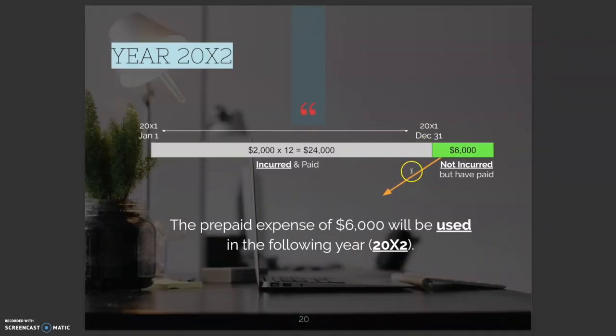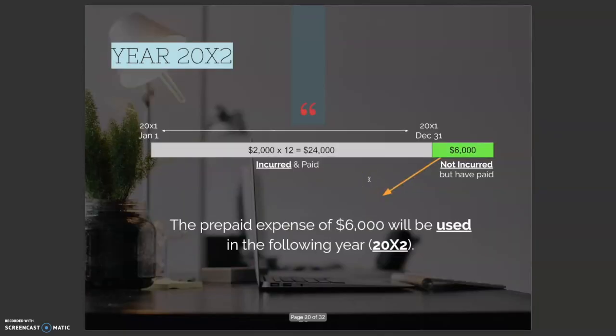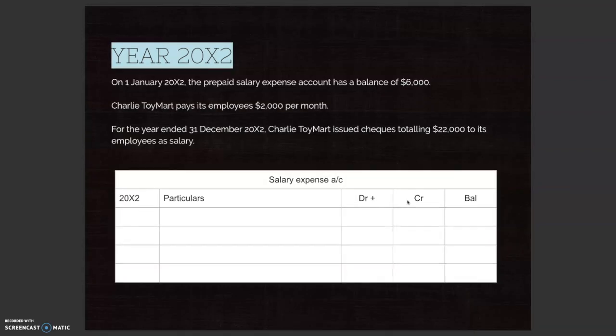Okay, using the previous example, if you recall that we actually prepaid 6,000. Here you can see we have prepaid 6,000. This $6,000 will be a point of consideration in the next year, in 20x2. Just now it was 20x1, now we are in 20x2. So how will we record it?